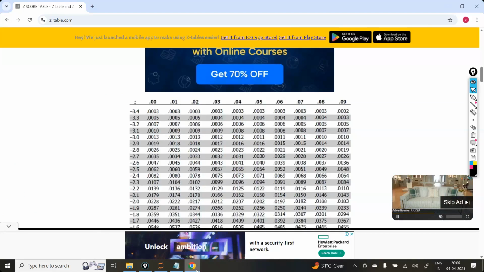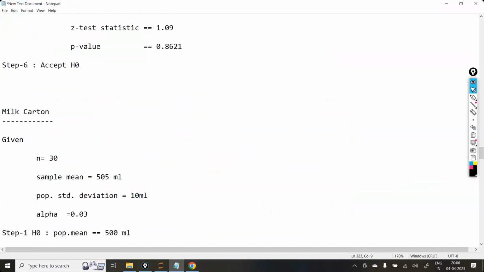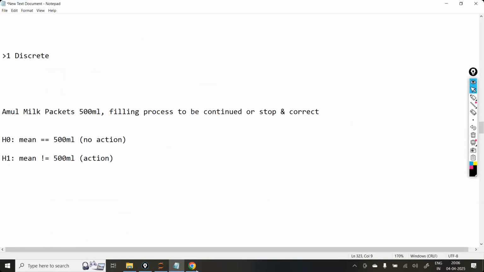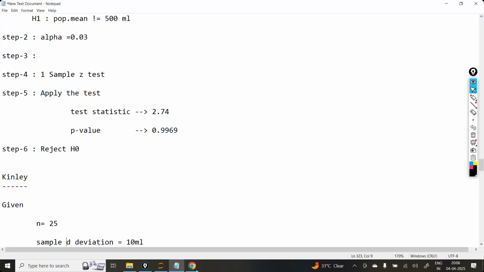In the certification or everywhere, you will get questions only with respect to one sample Z test. Remaining tests you will not get. Why, sir? Because the remaining tests will take more time. When the formula substitution takes more time, the number of questions in the test has to be less. Is the point clear, guys?